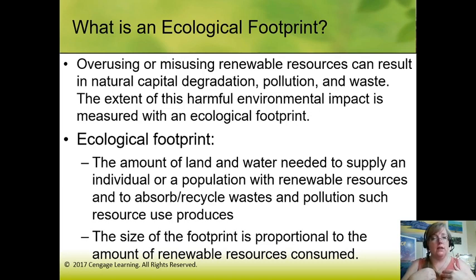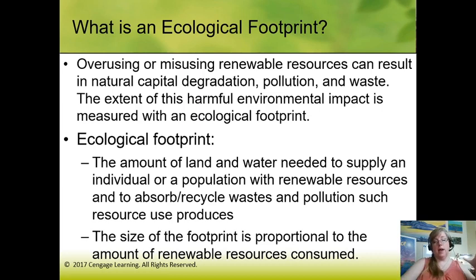It's how much of the earth you need to take care of everything you need. When we overuse and misuse our renewable resources, we wind up with a bigger footprint. If we're using more than we should be, our footprint gets bigger. If we're making more waste than the earth can fix, our footprint is bigger. That means the bigger our footprint is, the less somebody else has. Overusing and misusing renewable resources can result in natural capital degradation and in pollution and waste. The extent of that harmful environmental impact is what we measure with the footprint.